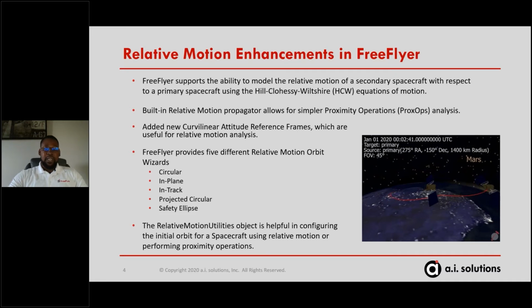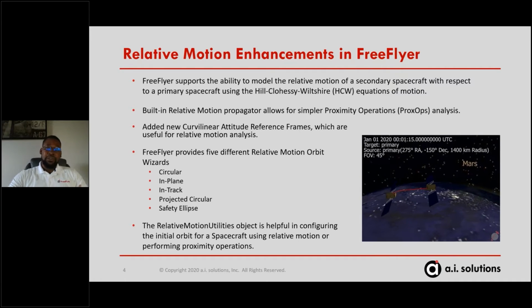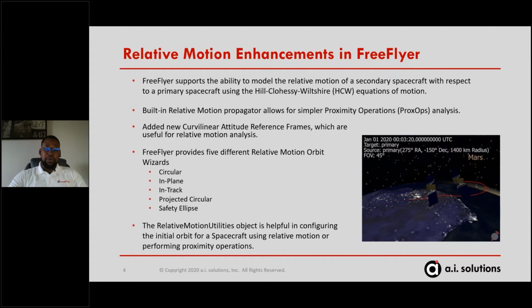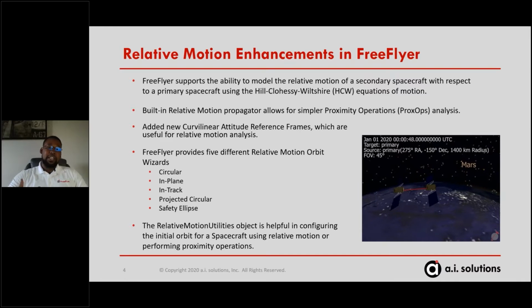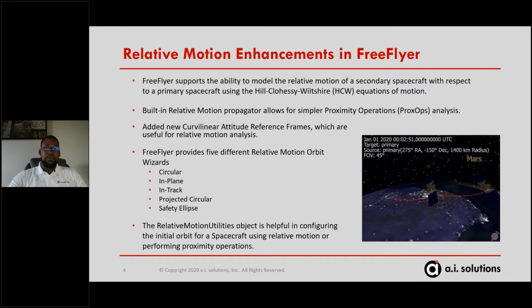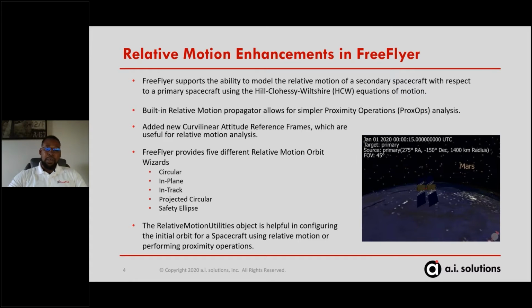So this is going to give people the power to say, hey, I'm going to do some type of proximity operations, or I'm going to do a close approach of another spacecraft. And instead of having to configure all of that yourself, doing scripting procedures, we've added this new propagator that's going to handle all of those equations in the back end.